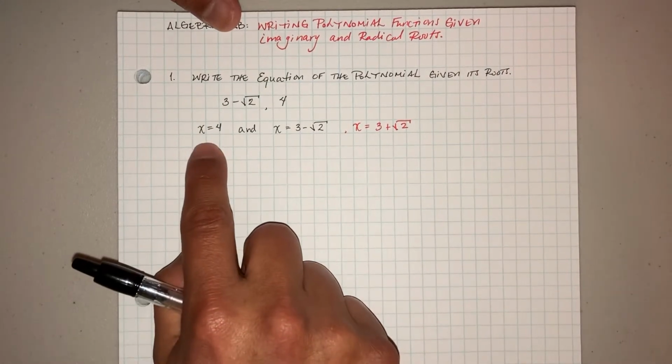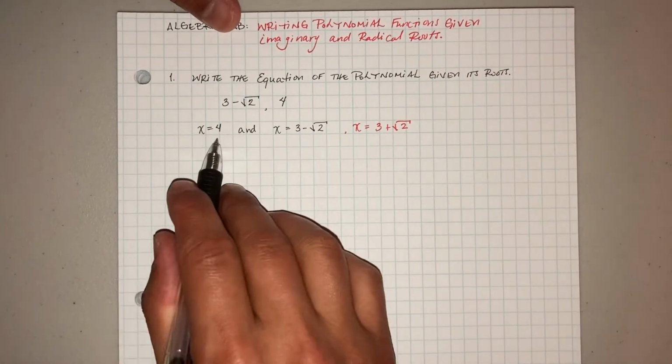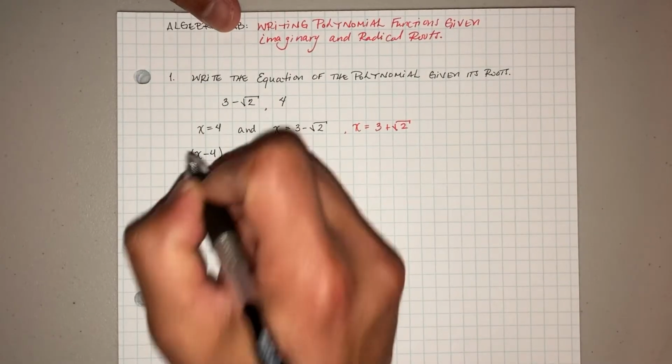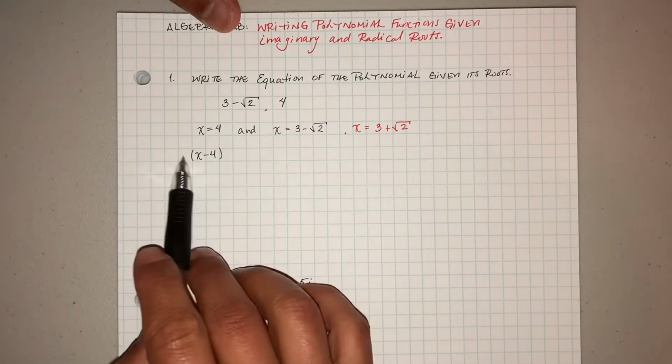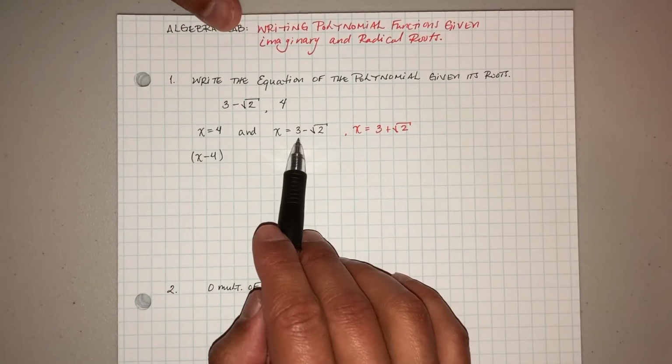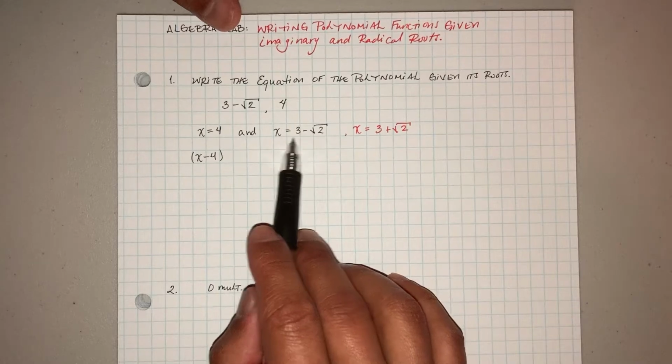So this guy is pretty easy, all right? So this guy, bring the 4 across, and you're going to get x minus 4, all right? So we write it, this is the root, now we write it in factor form. Now what about this one? This is where it gets kind of complex, right? Well, I'm going to show you an easy way to go ahead and do this one.